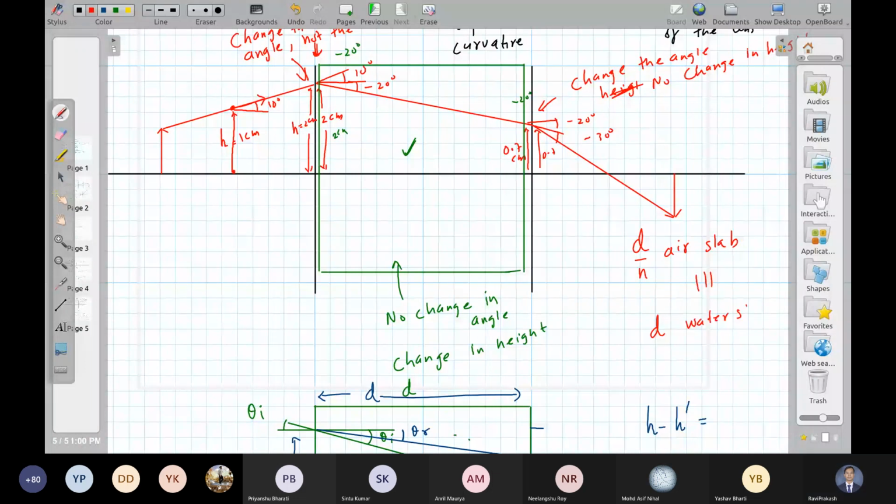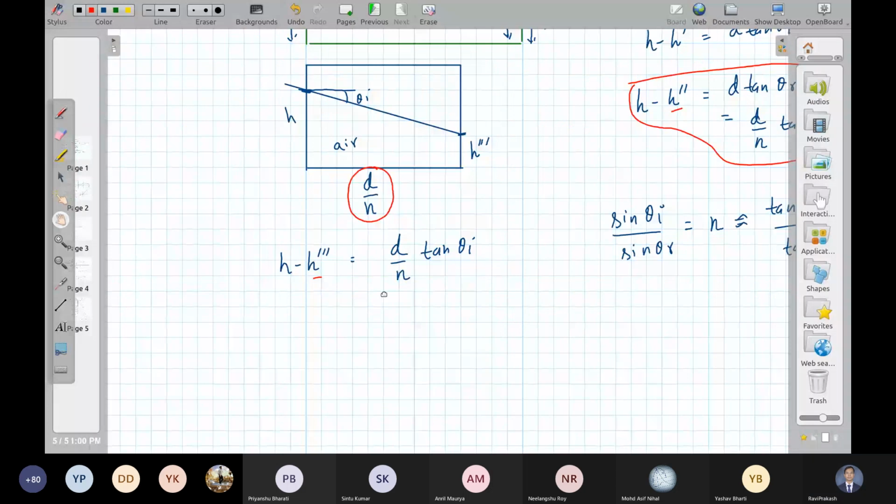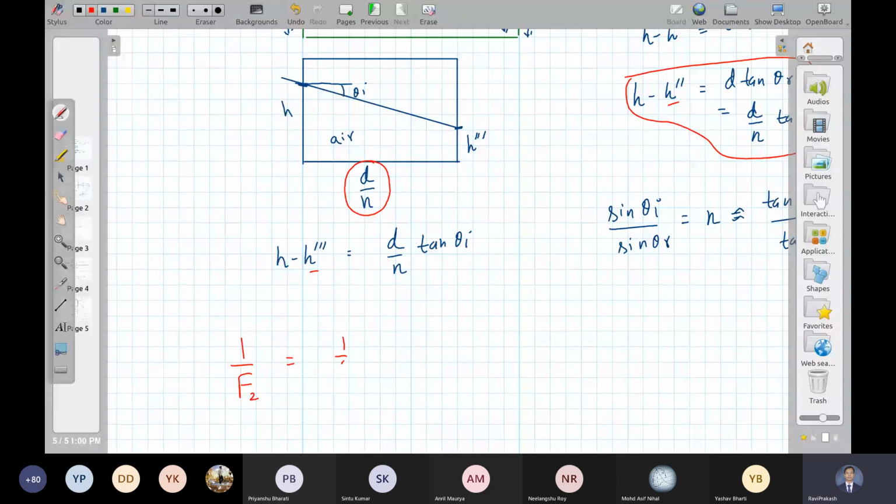ओके. सो वाटर के प्रेजेंस के लिए मुझे दोबारा से सब कुछ ड्राइव नहीं करना है. I can directly get the answer. कैसे? Just replace d by d upon n. That's it. Remaining things are not going to change. बाकी तो कुछ नहीं change होना है. The lens are working in the same manner as they were working before.